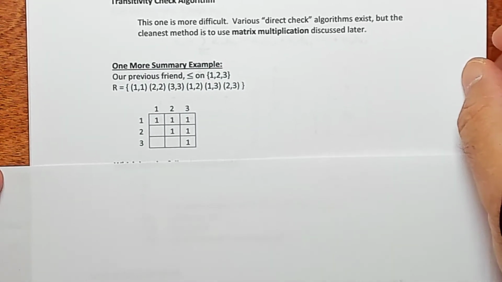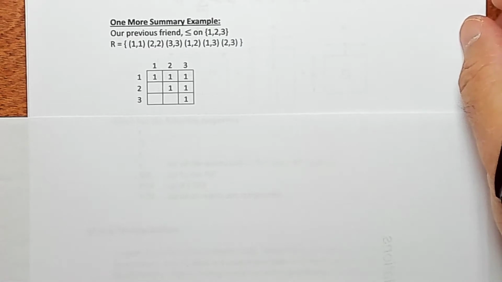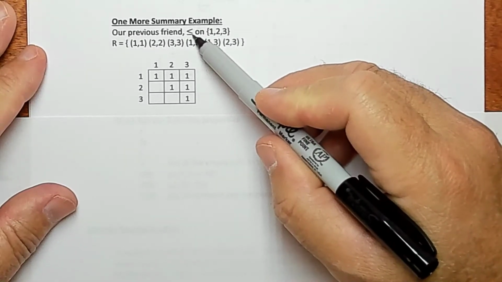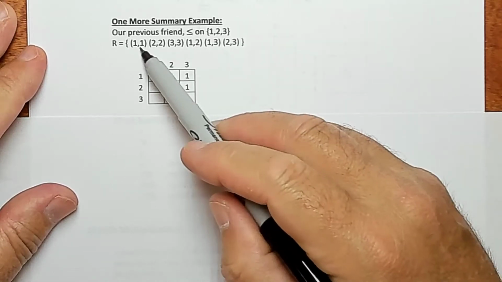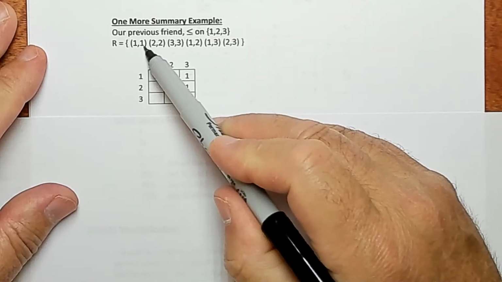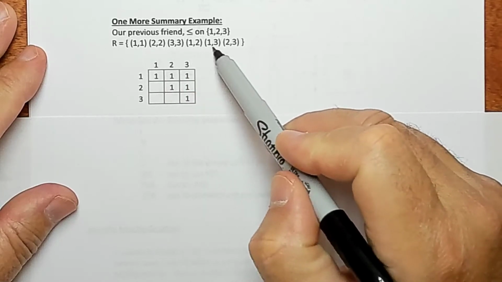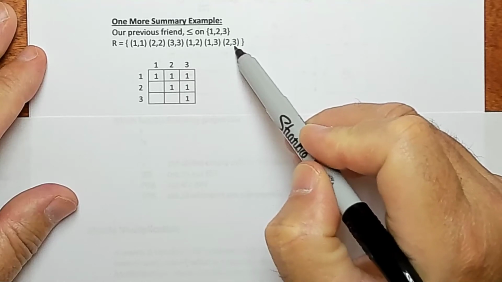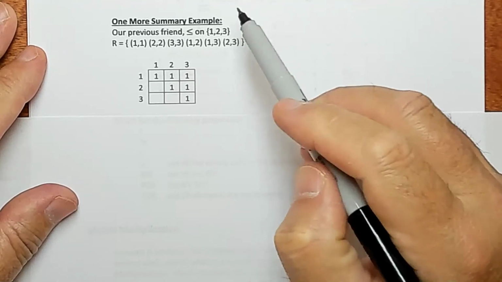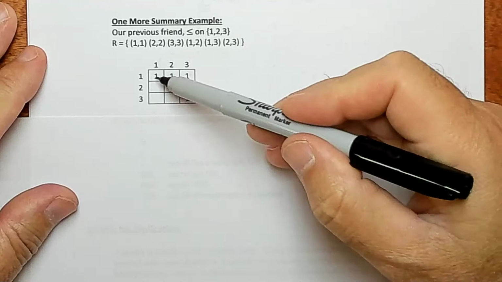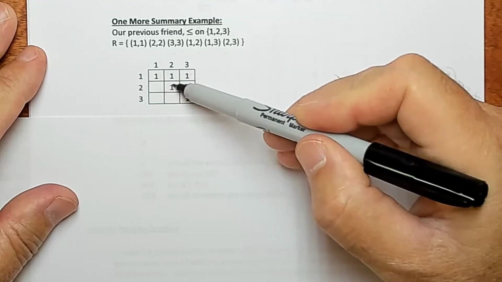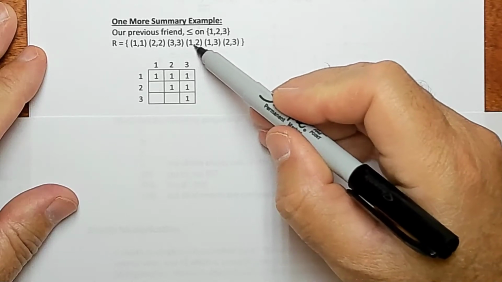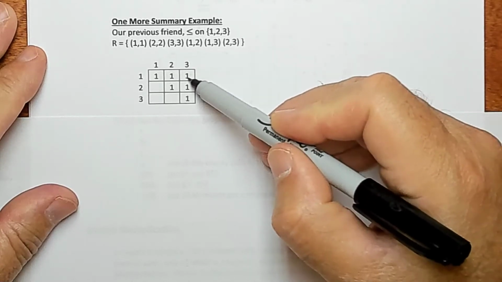So we've got one more summary example here. Remember less than, remember that guy? Actually, less than or equal, remember him? We talked about him a lot. So this is less than or equal, right? 1, 1, 2, 2, 3, 3, 1, 2, 1, 3, 2, 3. All of these pairs are less than or equal to each other. It's reflexive. The 1, 1's in there, 2, 2's in there, 3, 3's in there. That's the equal part. And then the 1 less than 2 is here, and the 1 less than 3 is here. The 2 less than 3 is here.